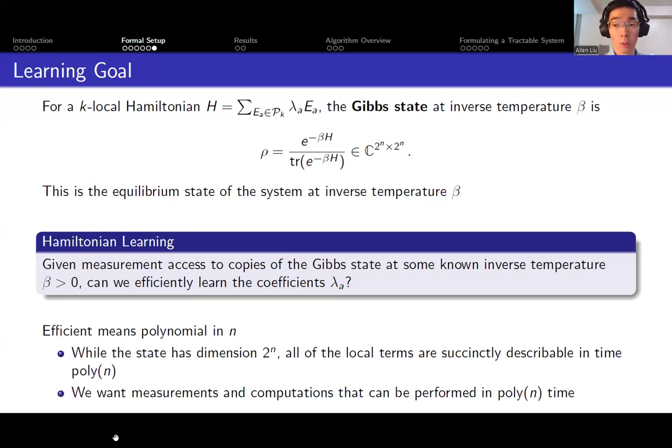We want efficient algorithms, and by efficient, we mean polynomial in n, where n is the number of particles. While technically the state has dimension 2 to the n, all of the local terms are succinctly describable in time polynomial in n. And so we'll also ask for measurements and computations that can be performed in time polynomial in n.